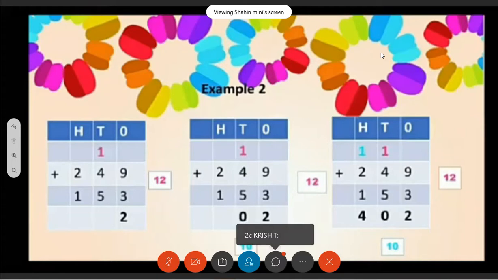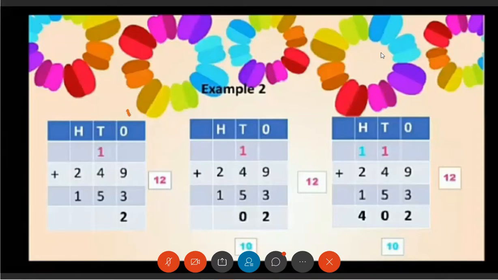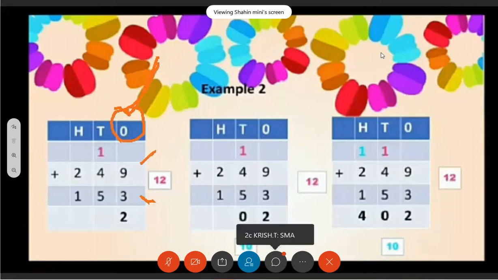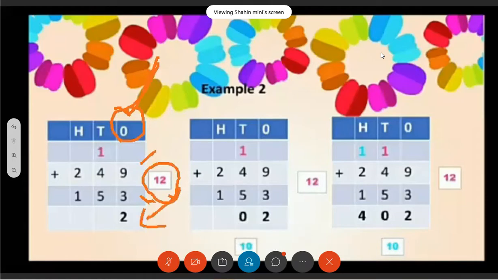Okay, children, now listen carefully. Already you know step one. See here, the numbers are 3-digit numbers, with hundreds, tens, ones boxes. First step is to add the ones column. The numbers are 9 plus 3. Tell me how much is that? 9 in the mind, 3 on the fingers. After 9: 10, 11, 12. Yes, the number is 12. So 2 will be written in the ones place and 1 will go to the tens place.